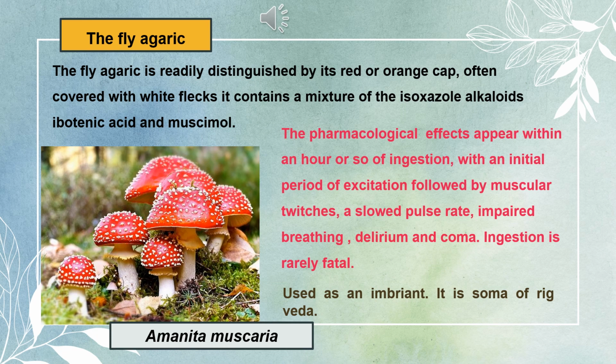The fly agaric is readily distinguished by its red or orange cap, often covered with white flecks. It contains a mixture of isoxazole alkaloids, ibotenic acid and muscimol. So it is a mixture of different compounds.